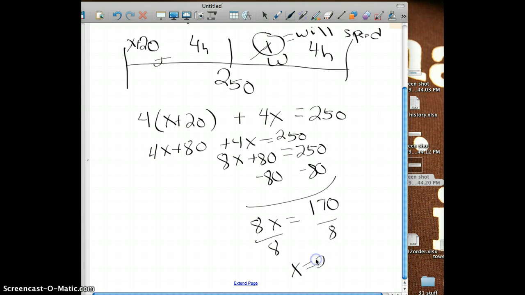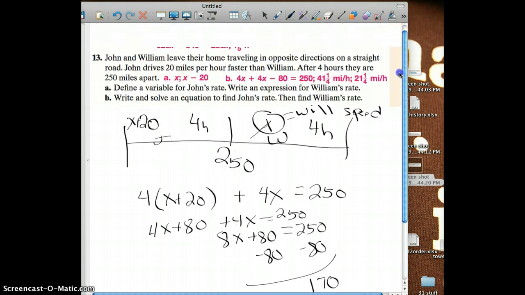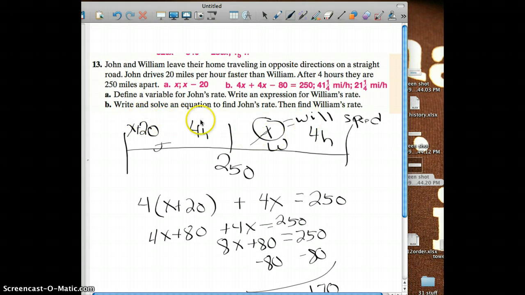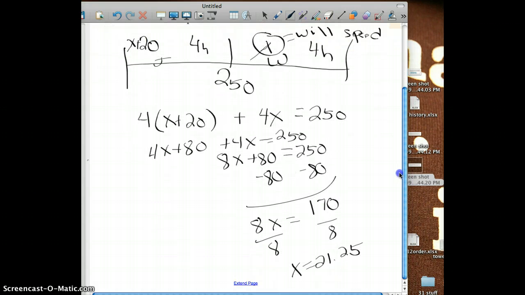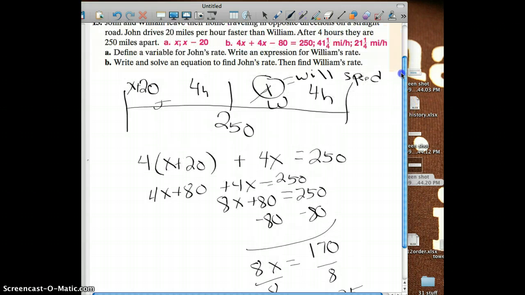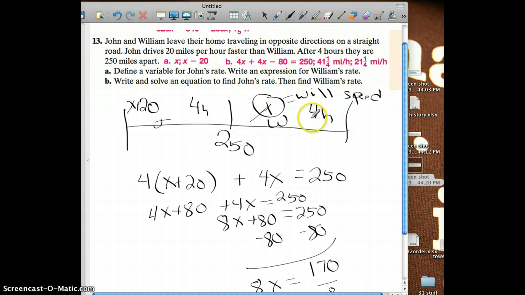x equals 21.25, or 21 1/4. And then if we go back up, we find it says write an equation to find John's rate and William's rate. Well, we identified x as being Will's rate. So Will is going to be 21 1/4, or 21.25, and then we have to add the 20 to that to get John's rate of 41 1/4, which you can see here in the answers.